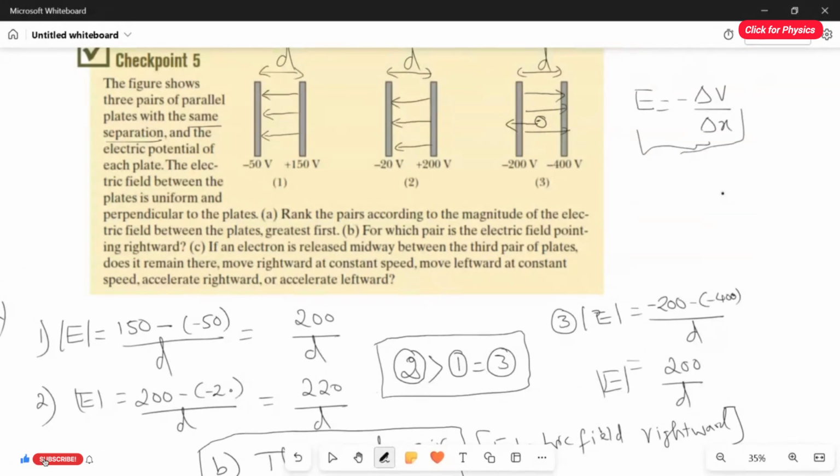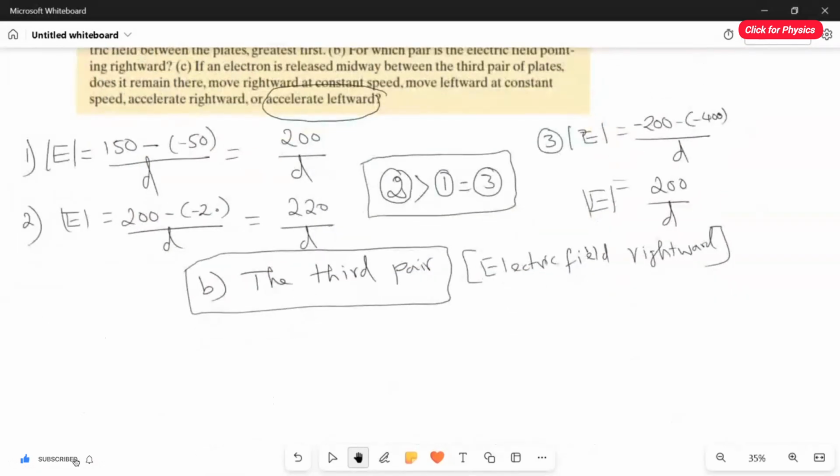Am I right? It will experience a force, and by Newton's second law, F equals mass multiplied by acceleration. That means the electron will have an acceleration. Which direction? Leftward direction. So the answer for the third question, C, is that the electron will accelerate leftward. So this is the answer for this checkpoint. That's it. Thank you.